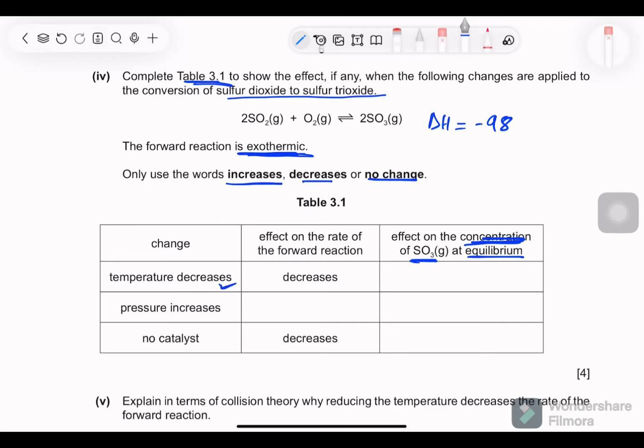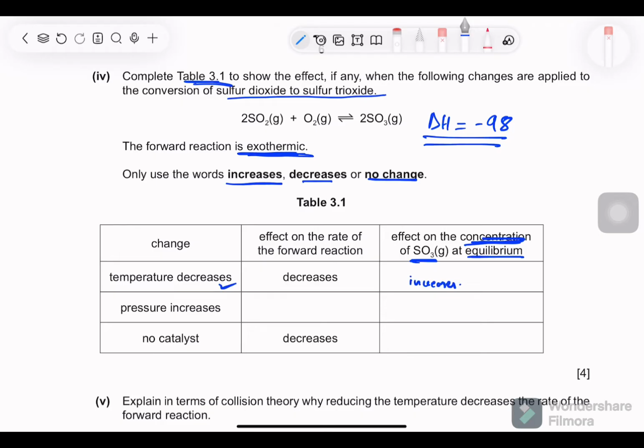Temperature decreases. This is an exothermic reaction. When the temperature decreases, the equilibrium moves forward. If they ask you a reason for this, you just write the forward reaction is exothermic. That's why when temperature is decreased, the equilibrium shifts towards the right. So sulfur trioxide concentration increases.